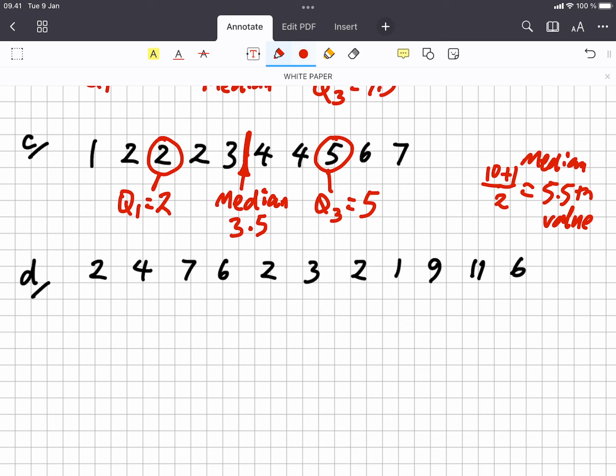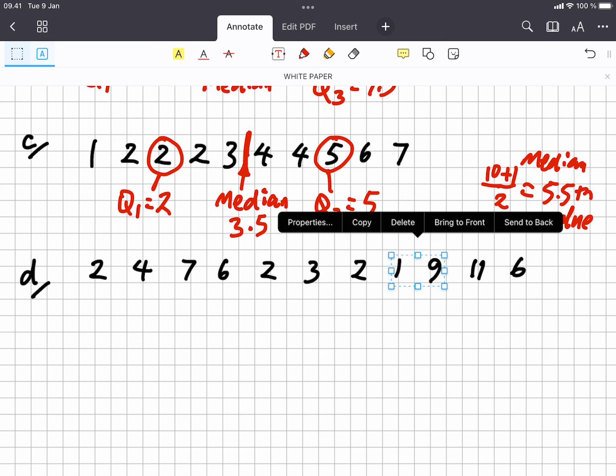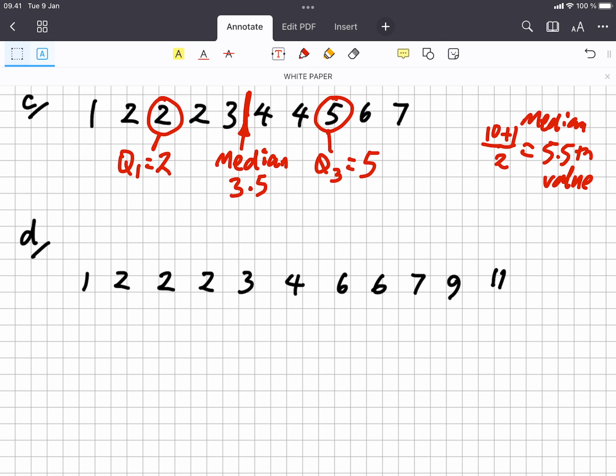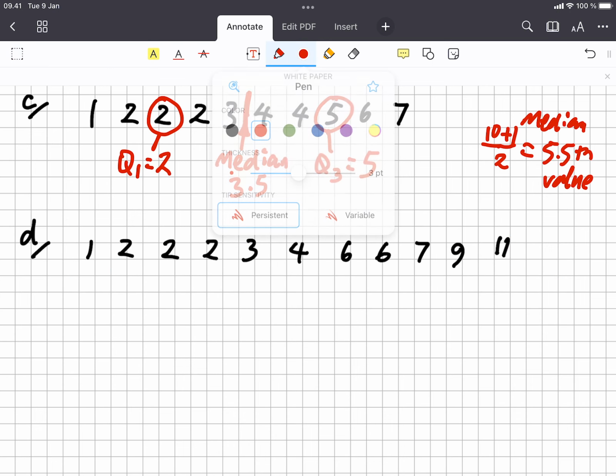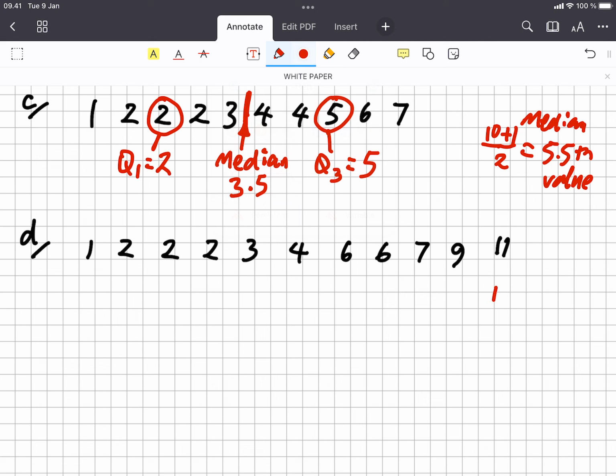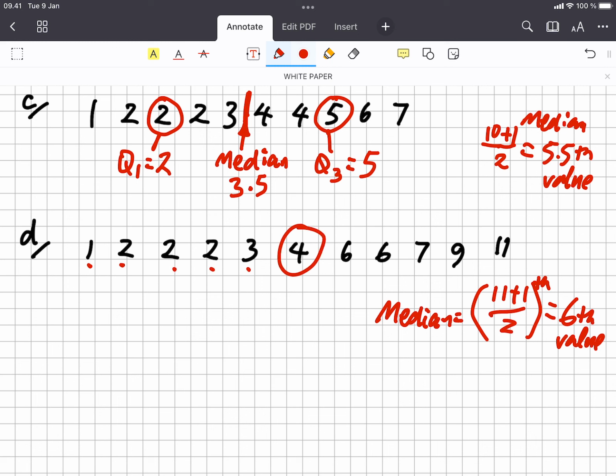Okay, and then going on to the last group of values. So again, I'll try to put these into order. And this time we've got 11 values. So 11 plus 1 divided by 2 is 6. So the median is the 6th value. So 1, 2, 3, 4, 5. The median is the 4.